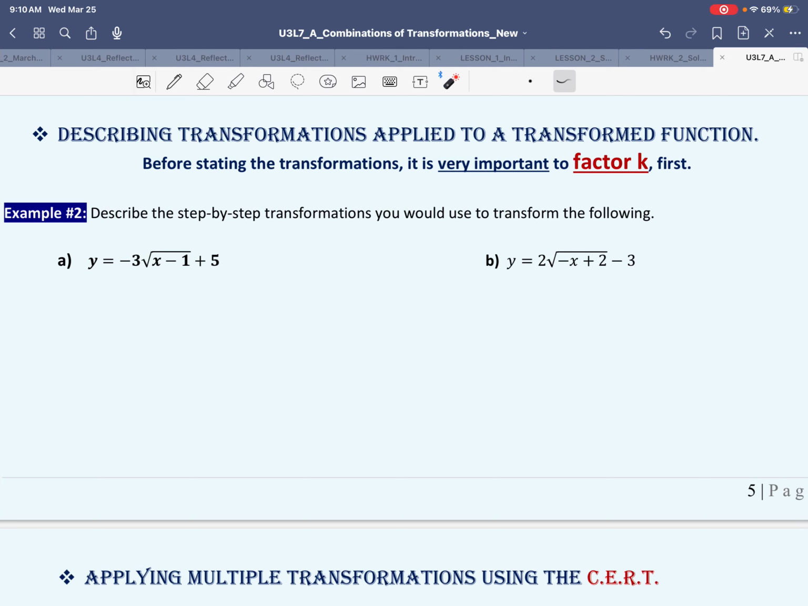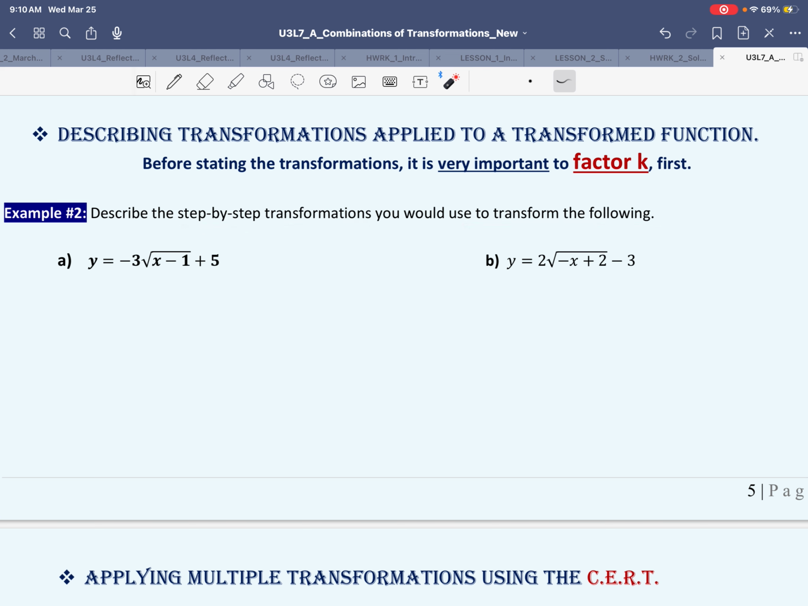In this video, we'll go over an example where we are applying multiple transformations to the graph of a function, or to the equation of a function. So we're going to start off with y equals negative 3 root of x minus 1 plus 5. We want to describe the step-by-step transformations that we would use to transform the function.